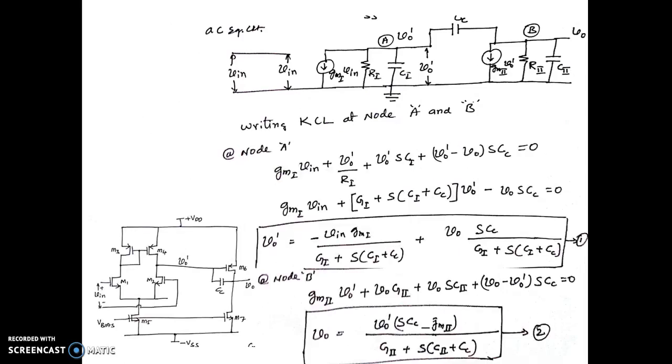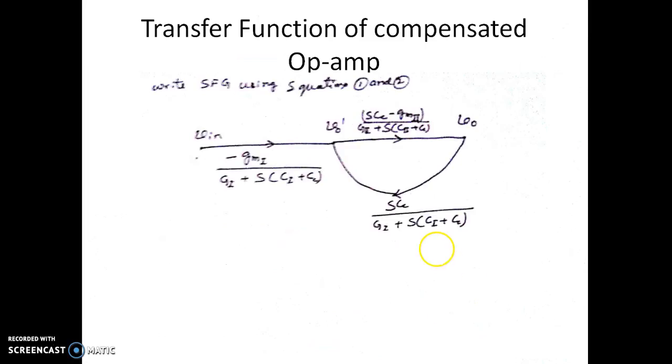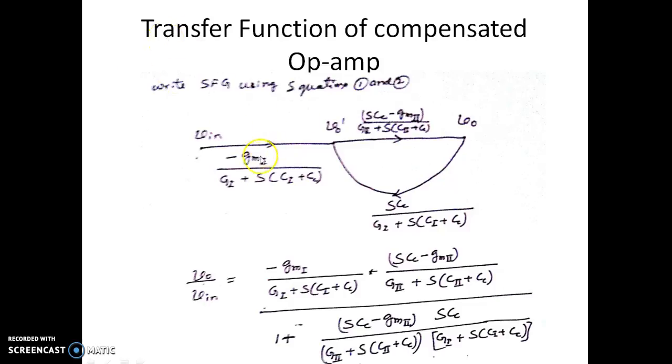So you can see now V naught can be written in terms of V naught dash, that is V naught dash multiplied by this quantity. Now since we know the signal flow graph, we can find V naught by V in by writing the power gain and the loop gains. So V naught dash can be written as this multiplied by this. We have only one forward path, which is this multiplied by this, and we have only one loop. So this is the only loop here.